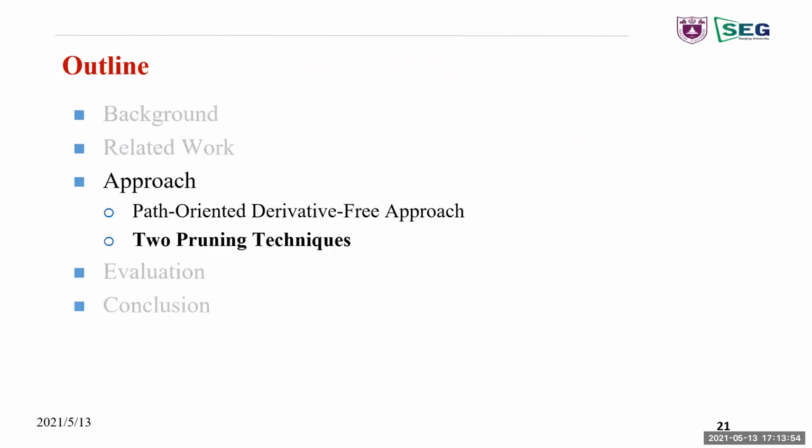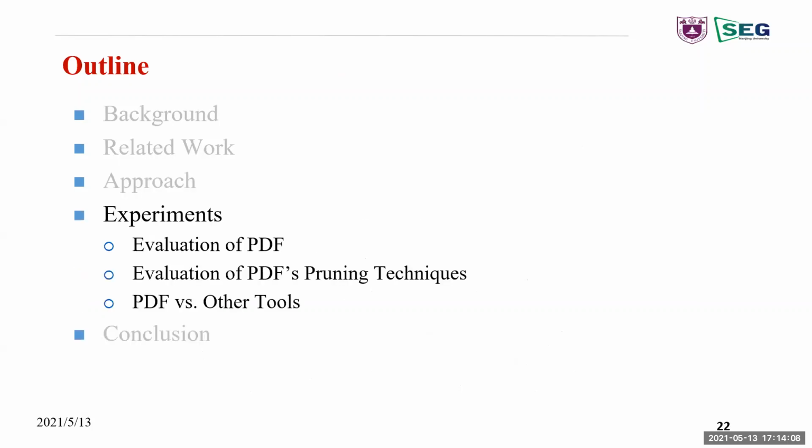We also provide 2 pruning techniques to improve efficiency. They prune the continuous space of dwelling time in locations and the discrete space by backtracking during the generation of candidate paths. We skip the details today due to time limitations. In our experiment, we evaluated our tool PDF and its pruning techniques and compared it with other falsification tools.